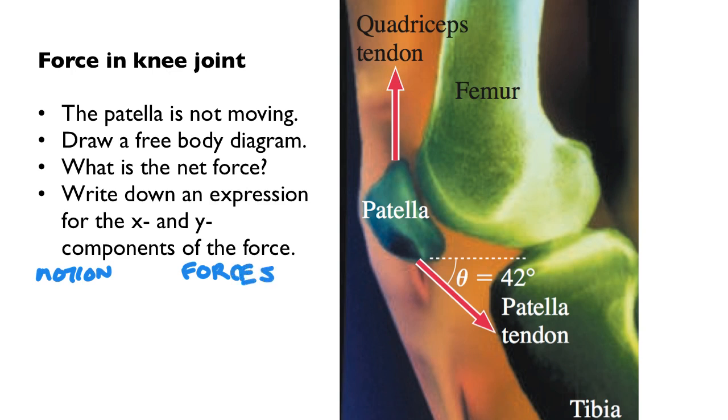For the motion diagram, it's pretty easy. Here's the patella. You do not want your kneecap accelerating. It would be bad. So there we go. If it's not moving, that tells us the net force is zero, and we can write down expressions for the x and y components of the force. That's going to be really important, because what comes next is we're going to draw a free body diagram, and the sum of the forces has to be equal to 0.